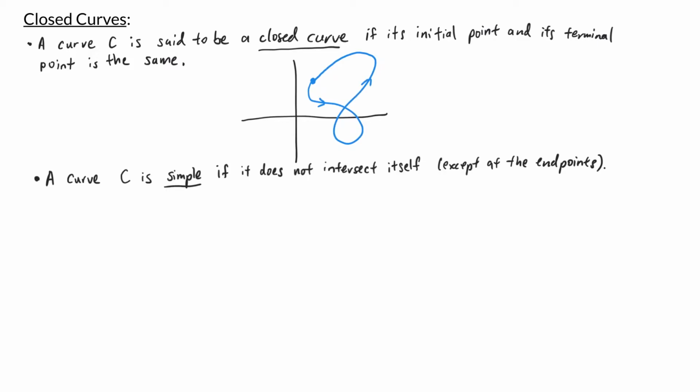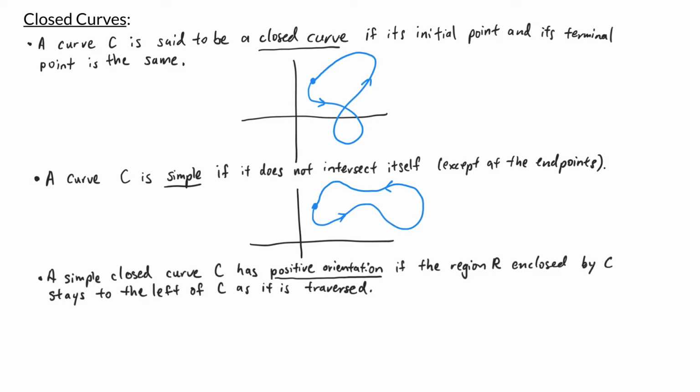Next, we say that a curve is simple if it doesn't intersect itself, except maybe at the endpoints. So an example of a simple closed curve might look something like this. Start at one point. As long as it doesn't intersect itself and ends at the same point, we have a simple closed curve. We say that a simple closed curve has positive orientation if the region enclosed by the curve stays to the left of it as the curve is traversed.